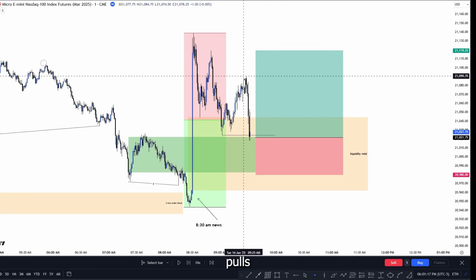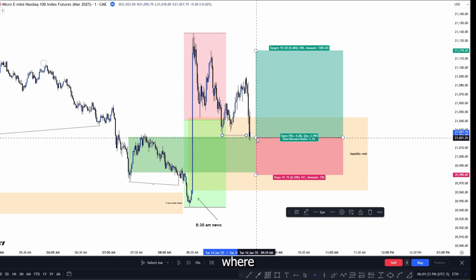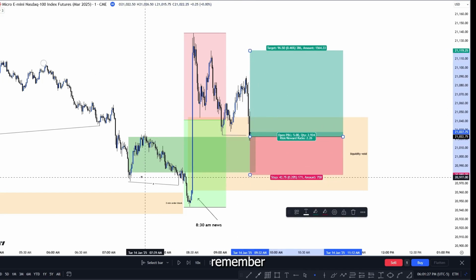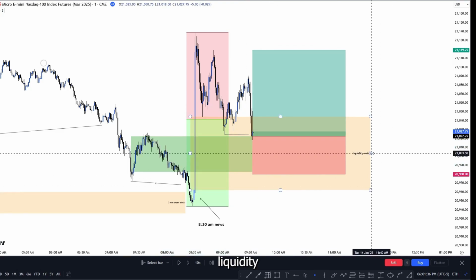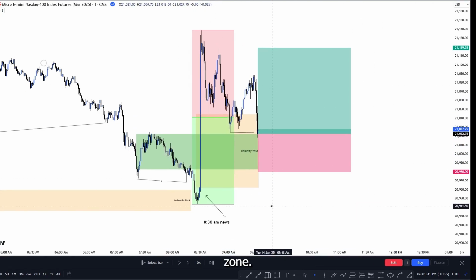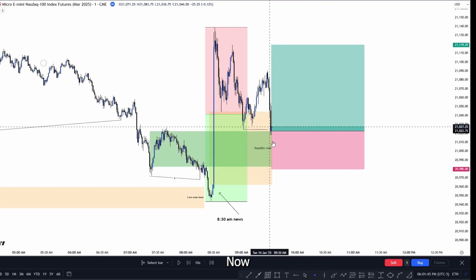As you can see, price pushed down lower to clear this liquidity low right here. This is where we place our trade, and price pushed down lower and tagged us in. Remember, our stop loss is always below the breaker low. We are playing inside of a liquidity void, inside of a breaker block in a discount zone. This right here is how you catch high probability setups. Now let's play this trade out.